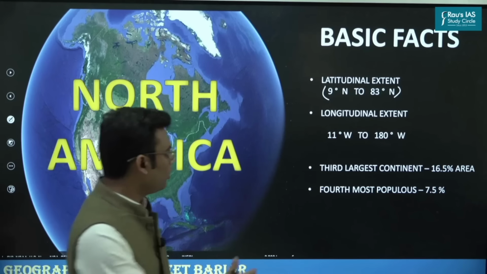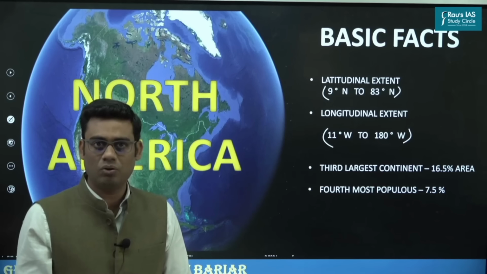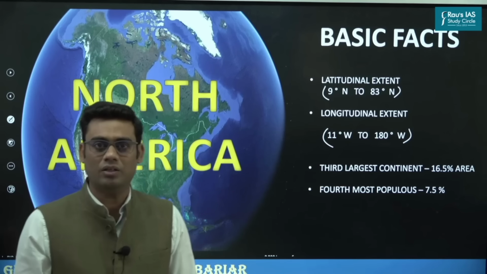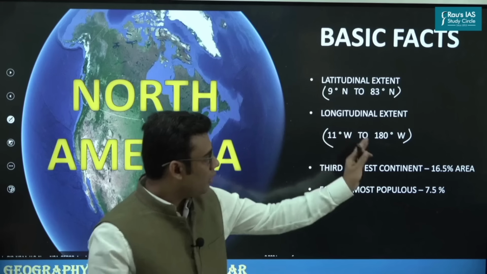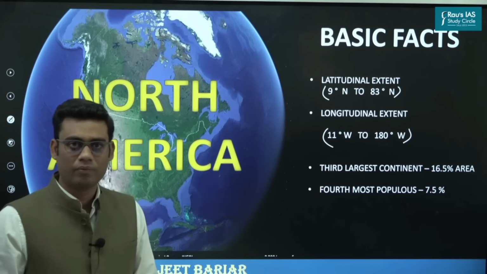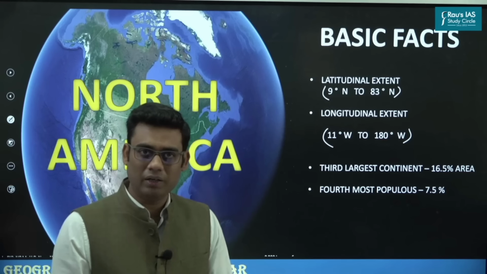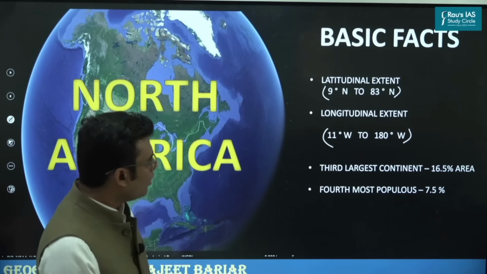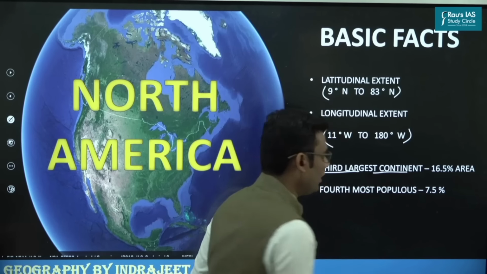Similarly, the longitudinal extent is from 11 degrees west to 180 degrees west. This 11 degrees west we are taking when we consider Greenland to be part of North America. In this case, the continent lies completely in the western hemisphere. So North America lies completely in the northern hemisphere and in the western hemisphere. Now, in terms of area, this continent is the third largest continent in the world.